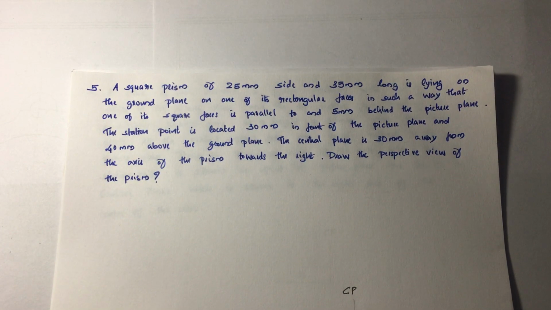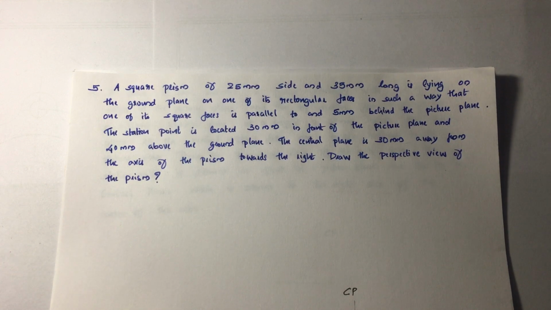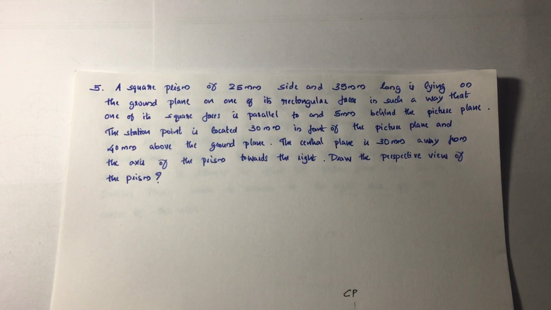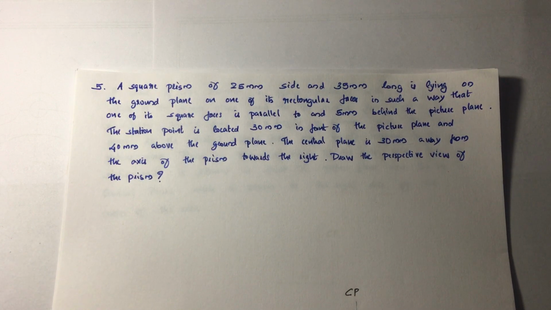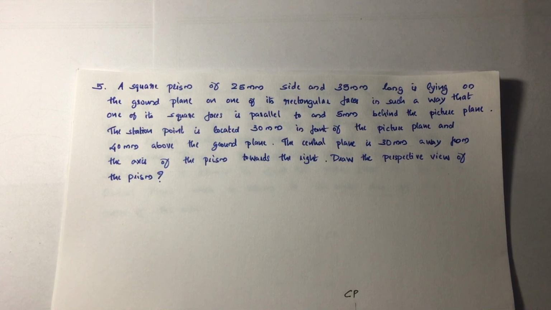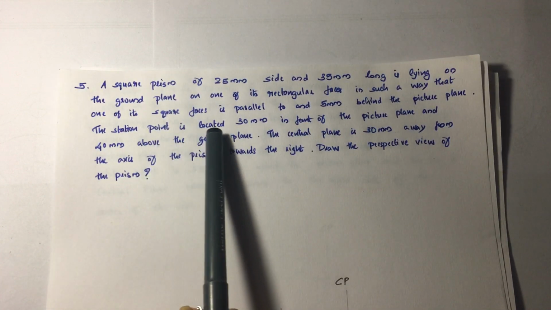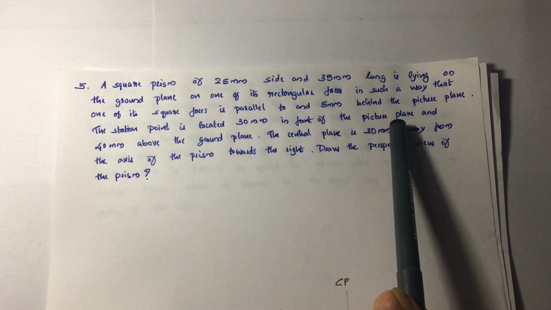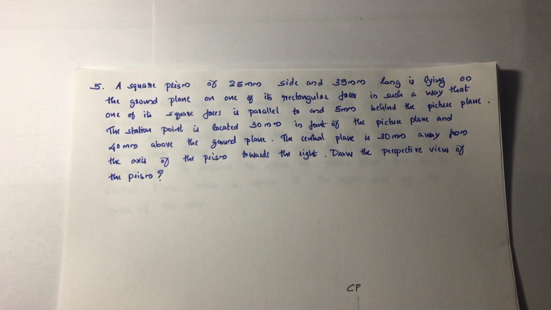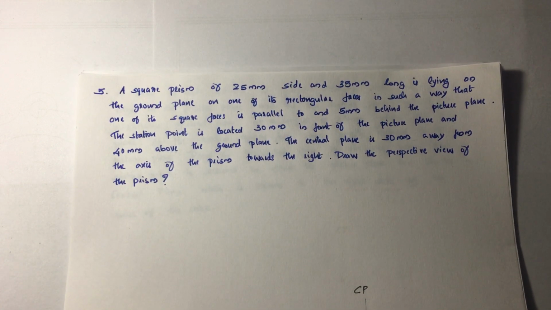In this problem, you are about to draw the perspective view of a square prism. The dimensions of the same are being given, and the square prism is lying on the ground plane on one of its rectangular faces in such a way that one of its square faces is parallel to and 5 mm behind the picture plane. And the details about the station point as well as the central plane are also given.